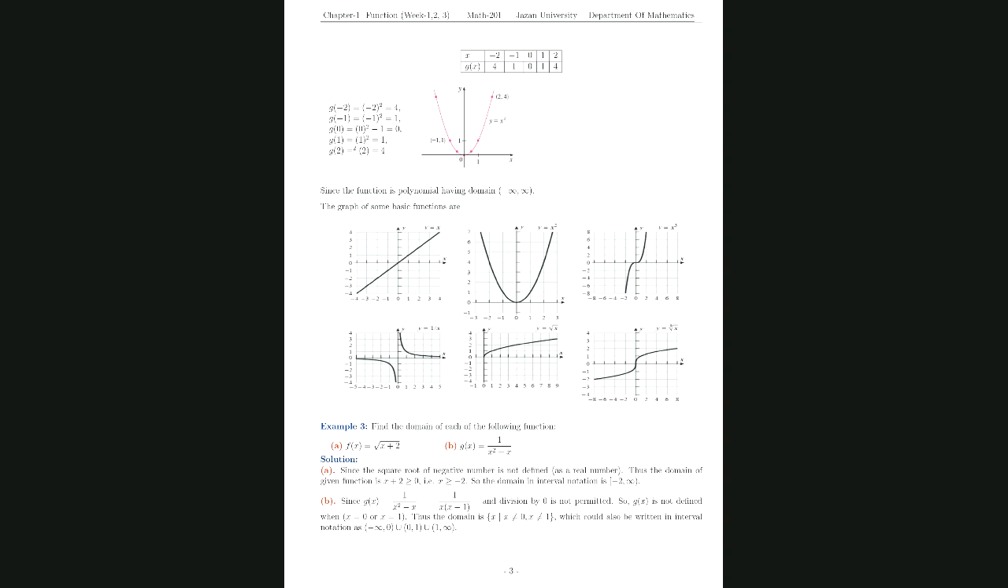Okay, right? Yes. So this is the domain. If there is a square root, then use this rule, and if there is a division, then the denominator is not equal to 0, and then solve. Okay, now come to the next point.